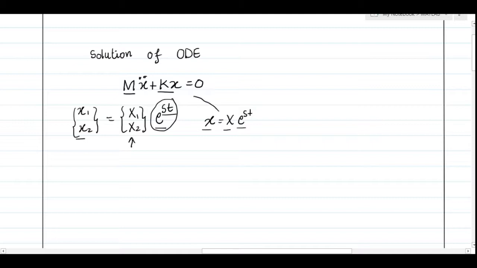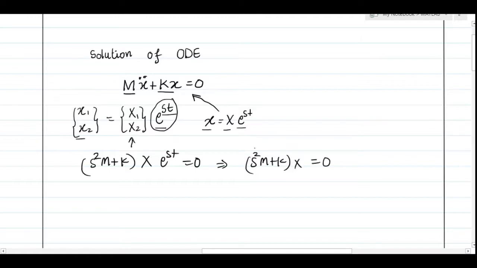When I put this solution back into my governing equation, I will derive the characteristic equation of my system, and I can write it as s square m plus k, then having X e to the power st equal to 0. I can also write it as (s square m plus k) X is equal to 0. So this is nothing but my characteristic equation, or I can also say that this is my auxiliary equation. And when I solve this auxiliary equation, it will give me two roots, s1 and s2.